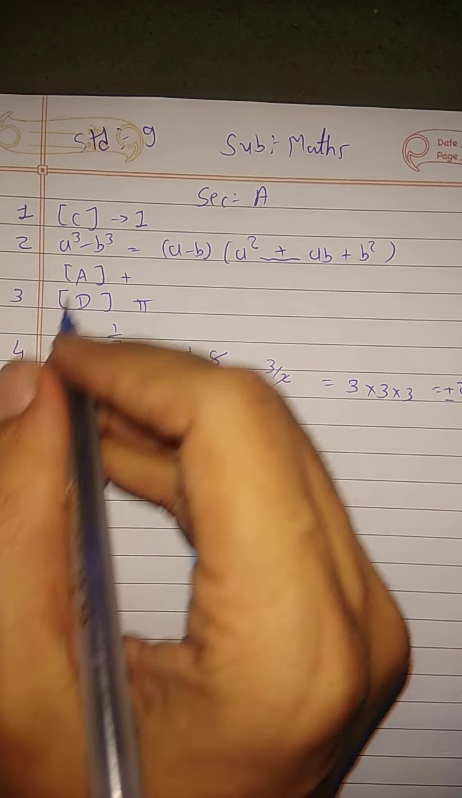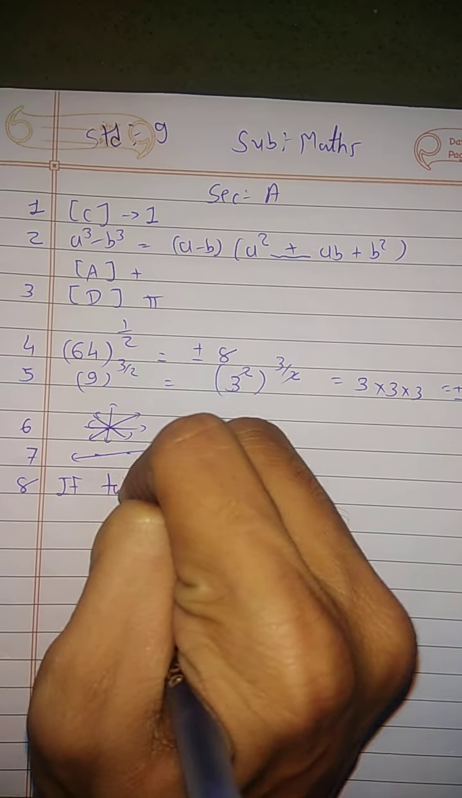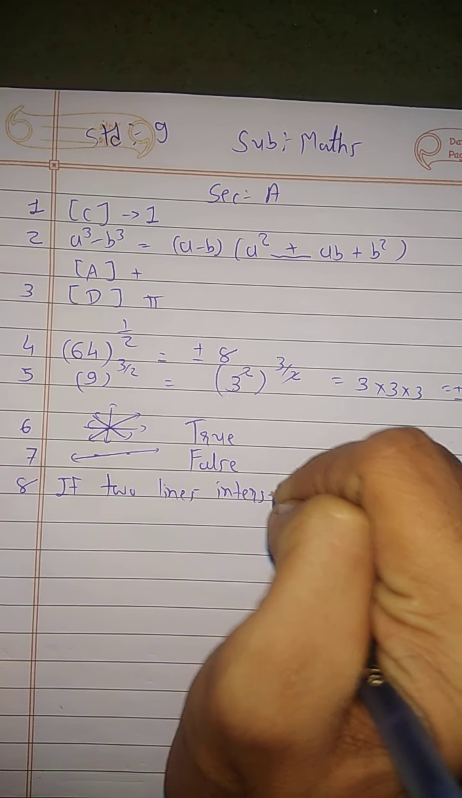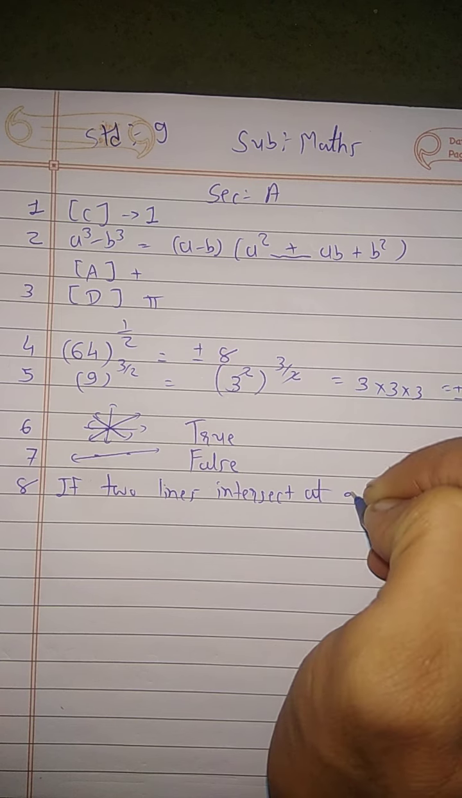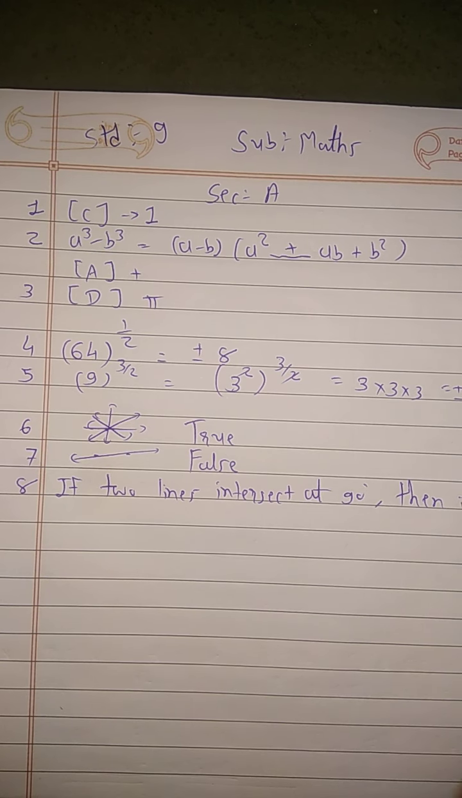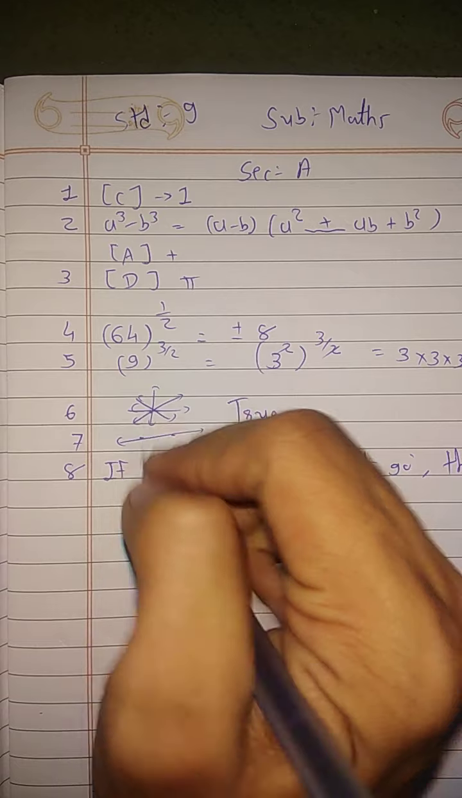Then number 8, write the definition of perpendicular lines. In a simple way you can write this definition: if two lines intersect at 90 degrees, then they are called perpendicular lines.